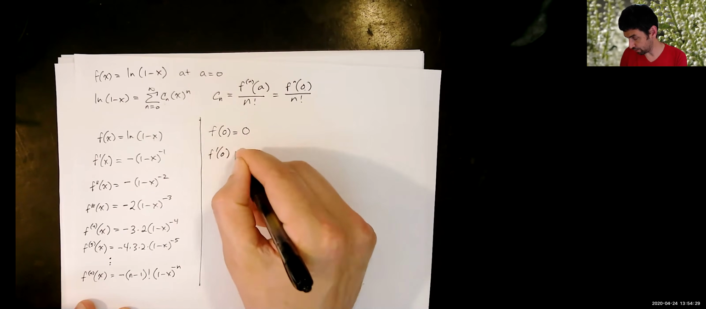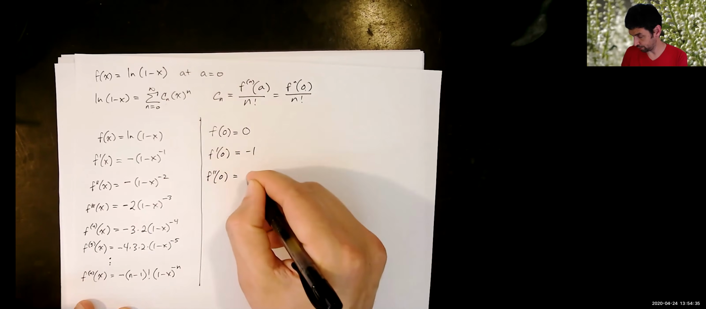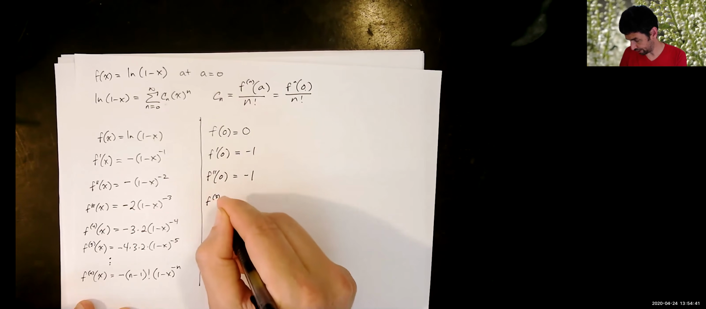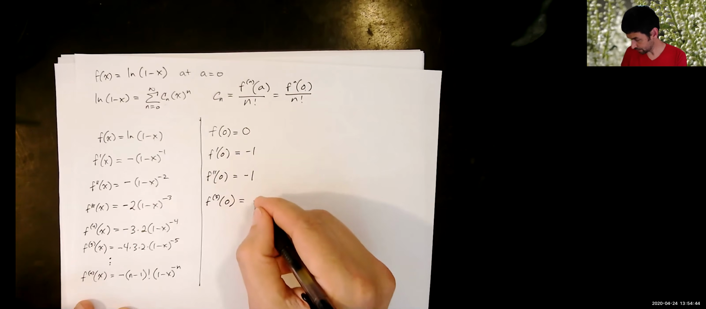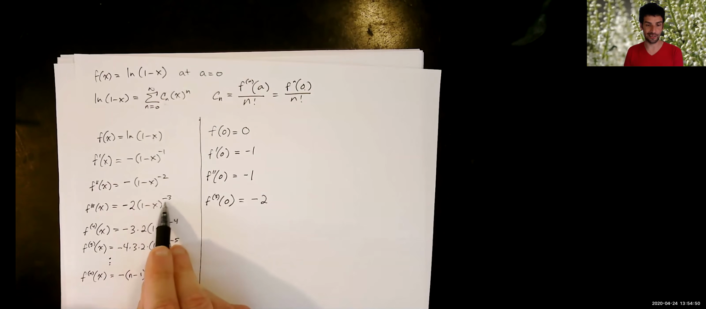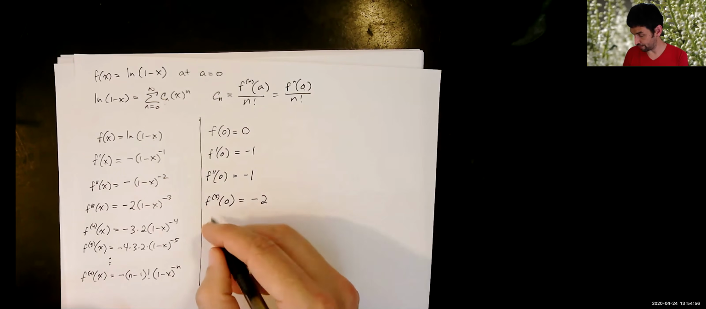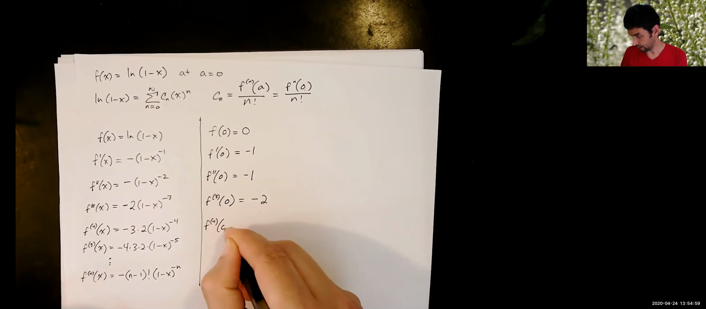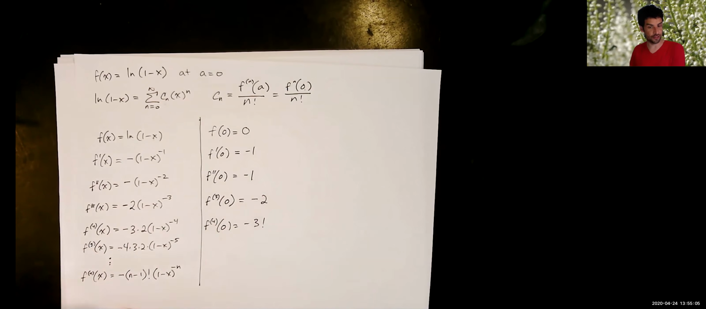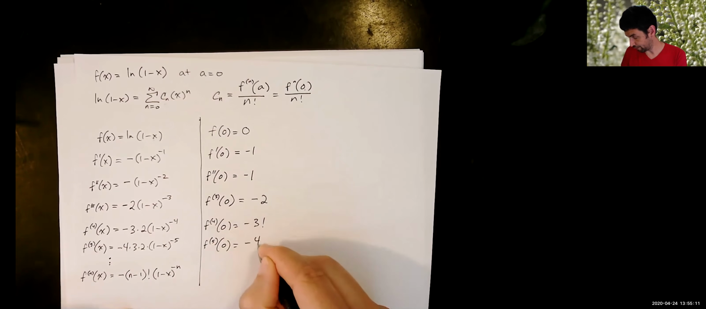F prime of 0 is -1. F double prime of 0 is also -1. The third derivative at 0 is -2, right? Notice what's happening. We're putting in 0, the denominator is always 1. It doesn't matter what power we take it to, it's just going to be 1. So these constants out front are just what the value of the derivative is. The fourth at 0 is -3 factorial. 3 times 2, of course, there's times 1, but it doesn't do anything. The fifth derivative at 0 is -4 factorial.